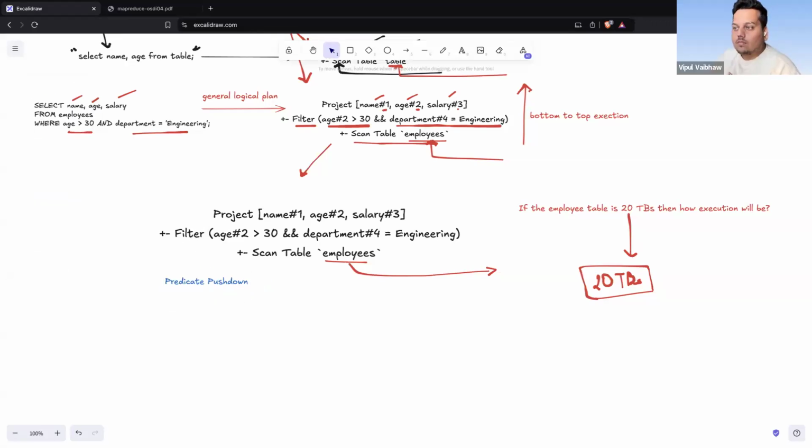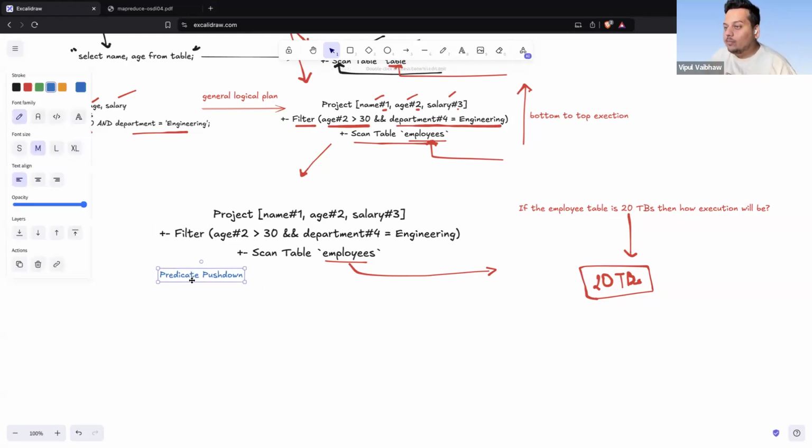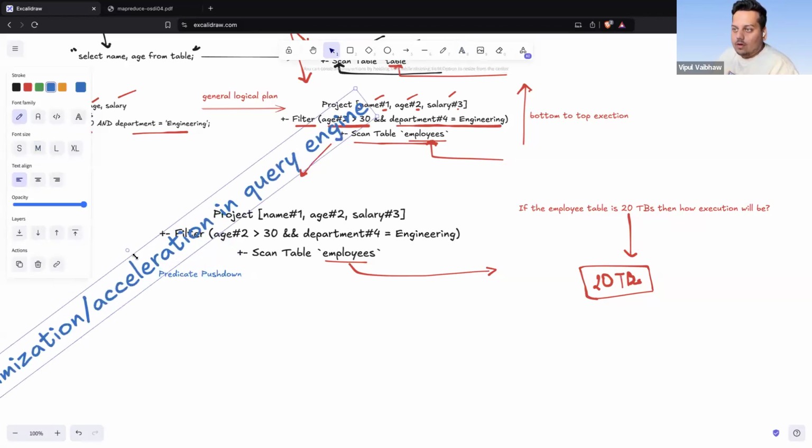Nice, very cool. So what we have to do is something known as predicate push down. It's the first optimization or acceleration in a query engine. I'll just write it here: first optimization or acceleration in query engine. Most query engines will have this by default. So you don't have to worry a lot about this, but yeah, it's there.